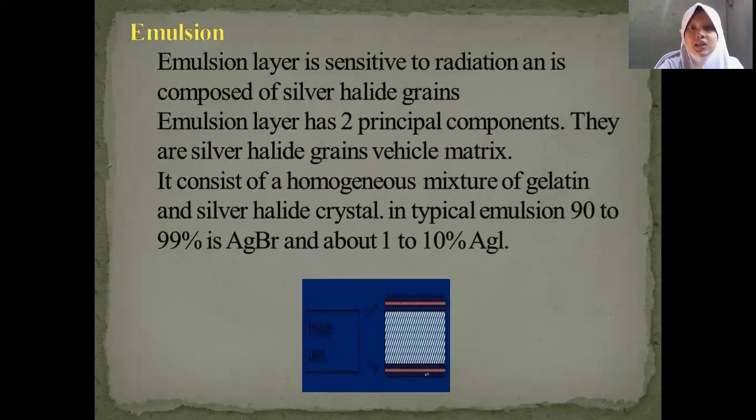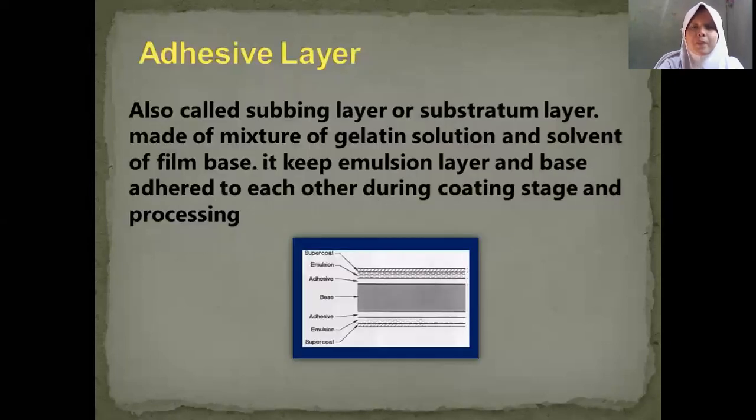Emulsion layer is sensitive to radiation and is composed of silver halide grains. Emulsion layer has two principal components. They are silver halide grains and the matrix. It consists of a homogeneous mixture of gelatin and silver halide crystal. In a typical emulsion, 90 to 99% is silver bromide and about 1 to 10% is silver iodide.